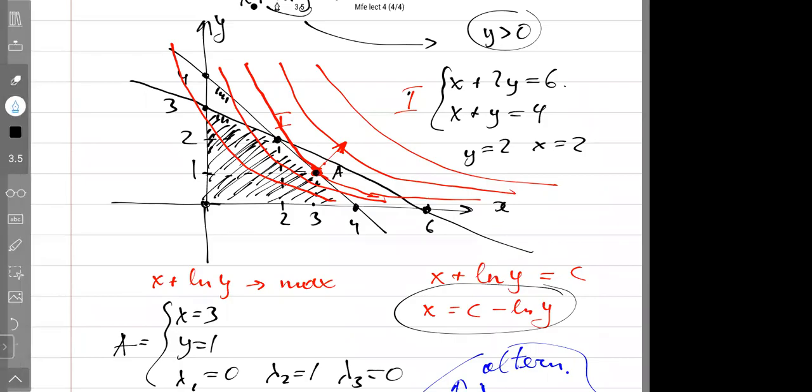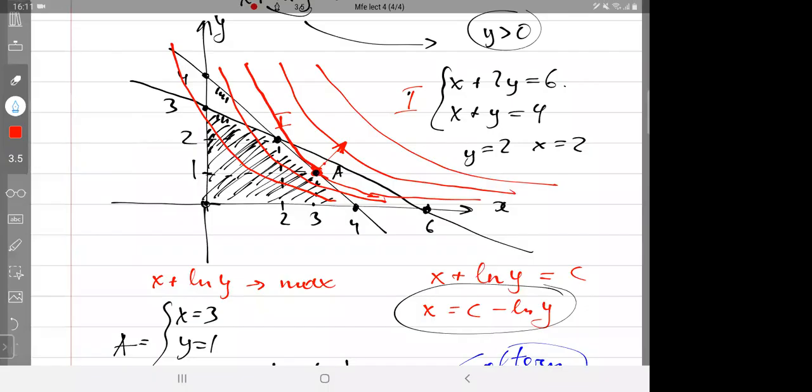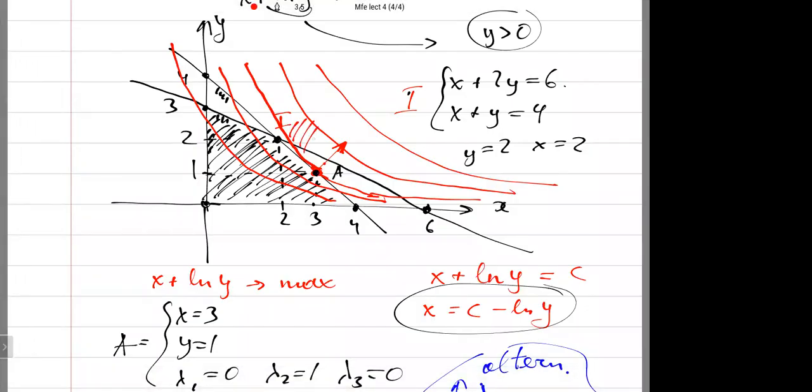Because to be better than at point A, I should go into the red region to have better values than at the point A. I should move from the point A to a better region, and this better region is inaccessible to me if I am at the point A and I don't want to violate my constraint. Okay? That is the graphical way.